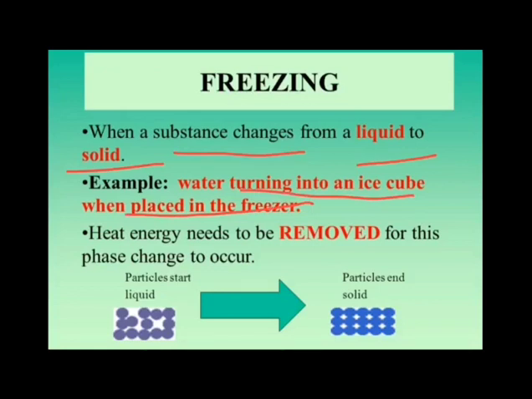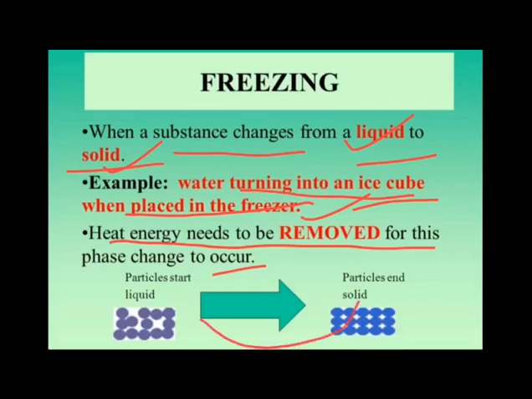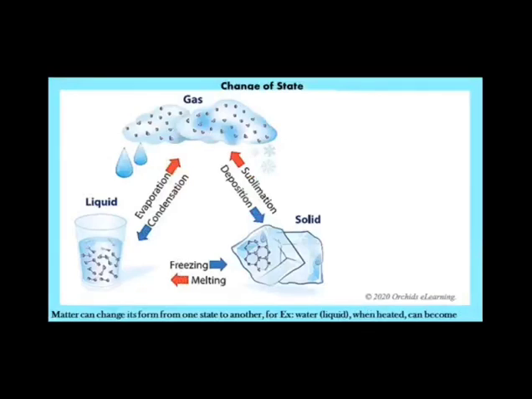So if we want to change the liquid state into solid state, what we have to do is just keep the liquid in the refrigerator for some time, and after some time the liquid turns into solid state. For example, water turning into an ice cube when placed in the freezer, and in this case the heat energy needs to be removed for the change to occur. So for freezing we need to remove the heat energy. Here the particles of liquid change into the particles of solid.